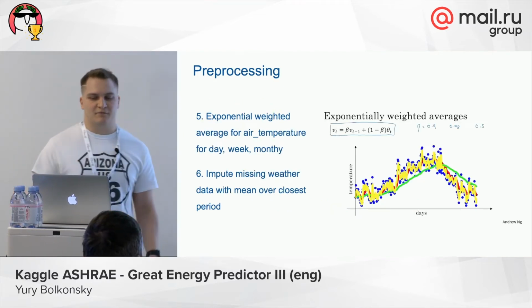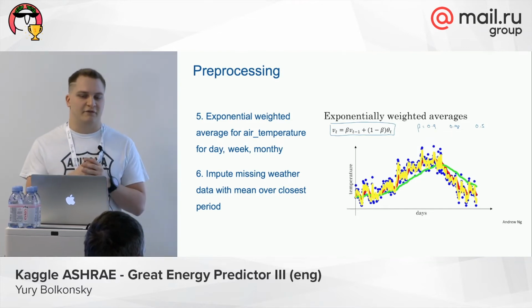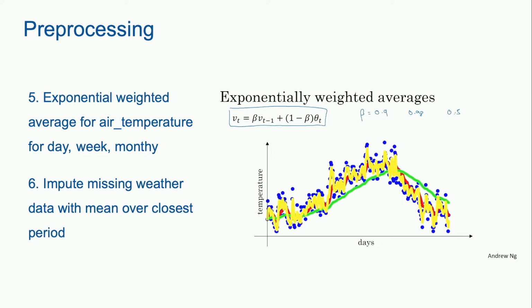As the 5th step of preprocessing, we added exponential weighted average for air temperature for day, week, and month. And it gives us a more stable graph for weather over days. Also, we imputed missing weather data with the mean or the closest periods. So if some weather data was missing, we imputed it with the closest data from the same period, before some interval or after it.